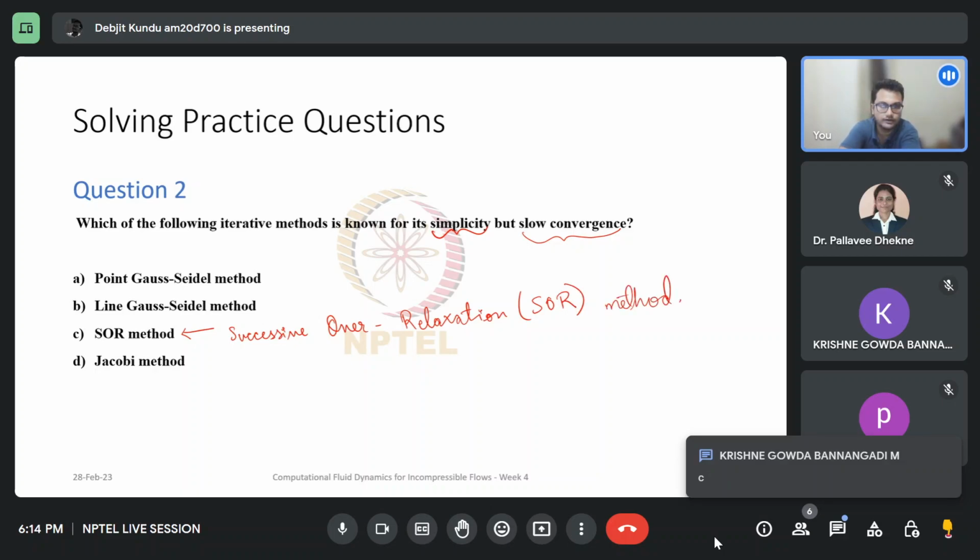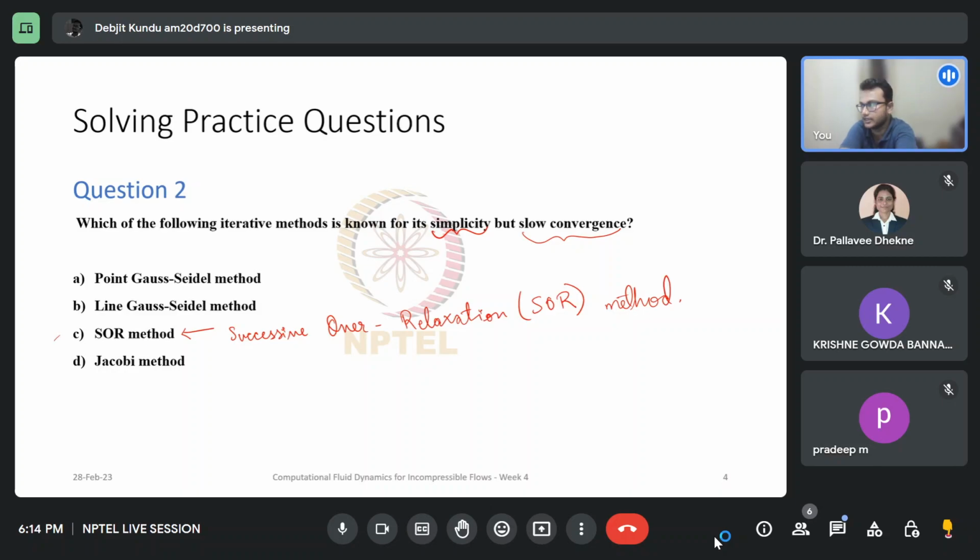Okay, so we have one answer in favor of option C. Let's see what others have to say. So the question is asking us which of the following iterative methods is known for its simplicity but slow convergence. Is it point Gauss-Seidel method? Is it line Gauss-Seidel method? Is it successive over relaxation method? Or is it option D, Jacobi method? Okay, so we have one other answer in favor of option A, which is point Gauss-Seidel method. Let's see if we have any other responses.